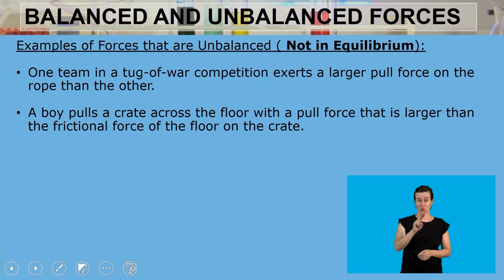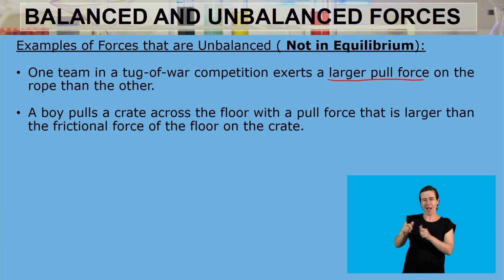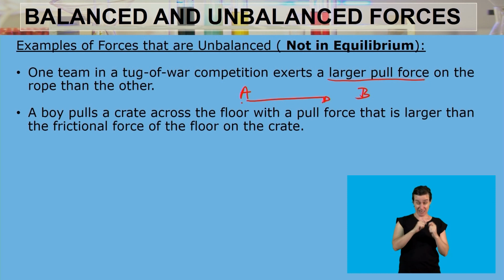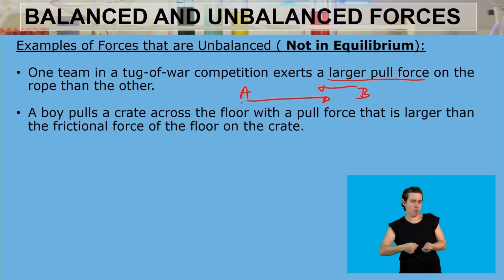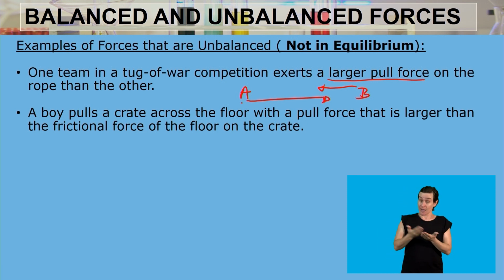Now, when the two forces are not in equilibrium, what then happens? Let's say one team in a tug-of-war competition exerts a larger pull force on the rope than the other. We have two teams, Team A and Team B. Team A exerts a larger force, whereas Team B exerts a smaller force. Remember, forces only balance each other out if they are equal in magnitude. In this case, the two forces are not at equilibrium and are not balancing each other out.